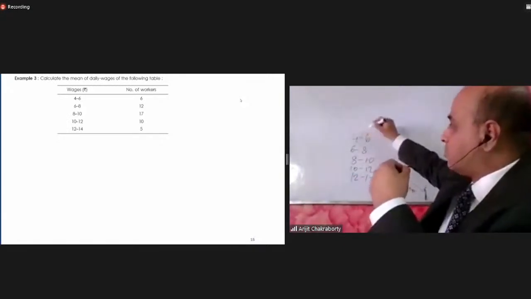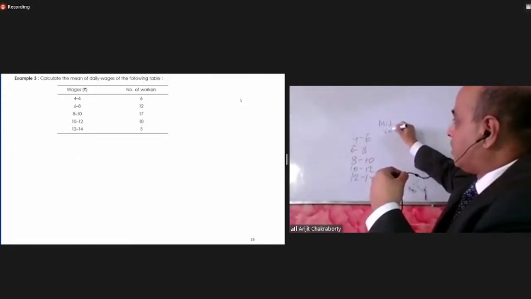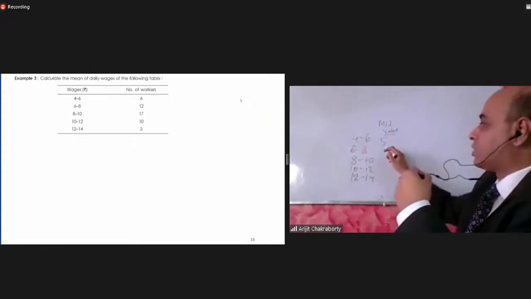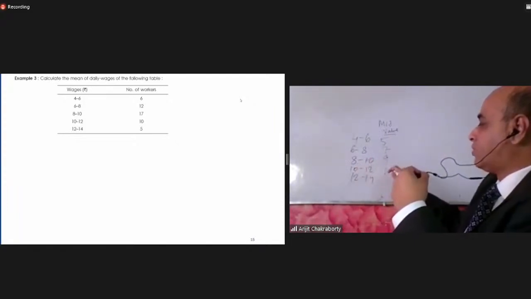A range is given between 4 to 6. So we will first find the mid value. What is the mid value of 4 to 6? It is 5. 6 to 8 mid value is how much? 7. 8 to 10 mid value is 9. 10 to 12 mid value is 11. 12 to 14 mid value is 13.